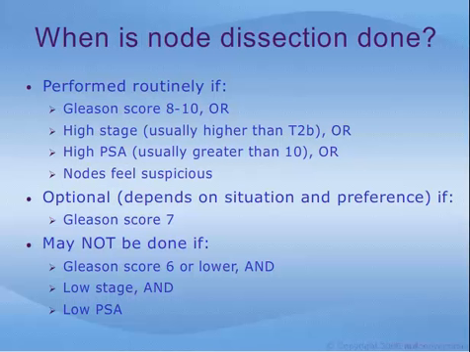Lymph node dissection is performed routinely in the following situations: a Gleason score of 8 to 10, or high-stage cancer, usually higher than stage T2B, or a high PSA, usually greater than 10, or when the lymph nodes feel suspicious in the operating room. The lymph node dissection may not be done if the Gleason score is 6 or lower, the stage of cancer is low, and the PSA is also low.